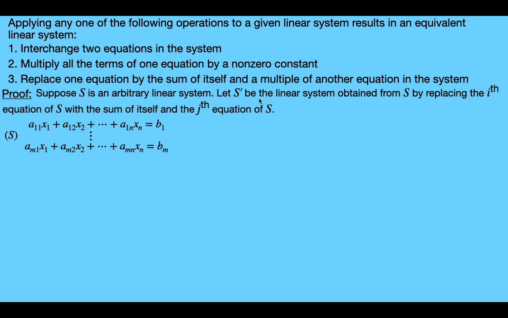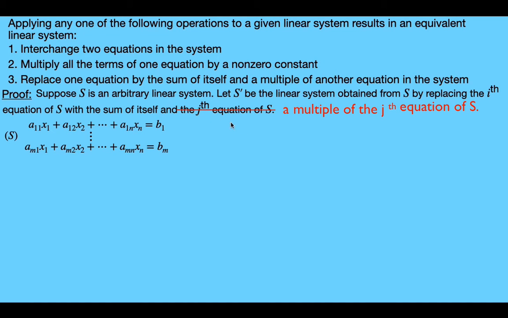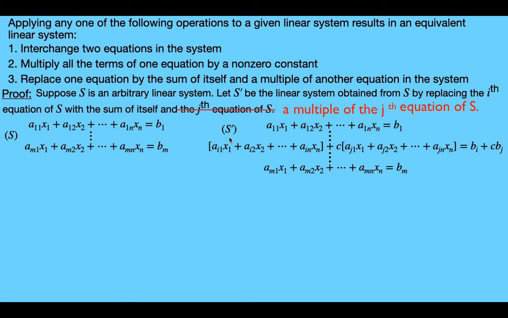So let S prime be the new linear system obtained from S by replacing the ith equation of S with the sum of itself and a multiple of the jth equation of S. So we get this new linear system S prime, where every equation of S prime is the same as its equation in S except for the ith equation of S prime. So the ith equation of S prime is the only equation in the system that's different from the system S. Now we said that the ith equation of S prime was the sum of the ith equation of S and a multiple of the jth equation of S.